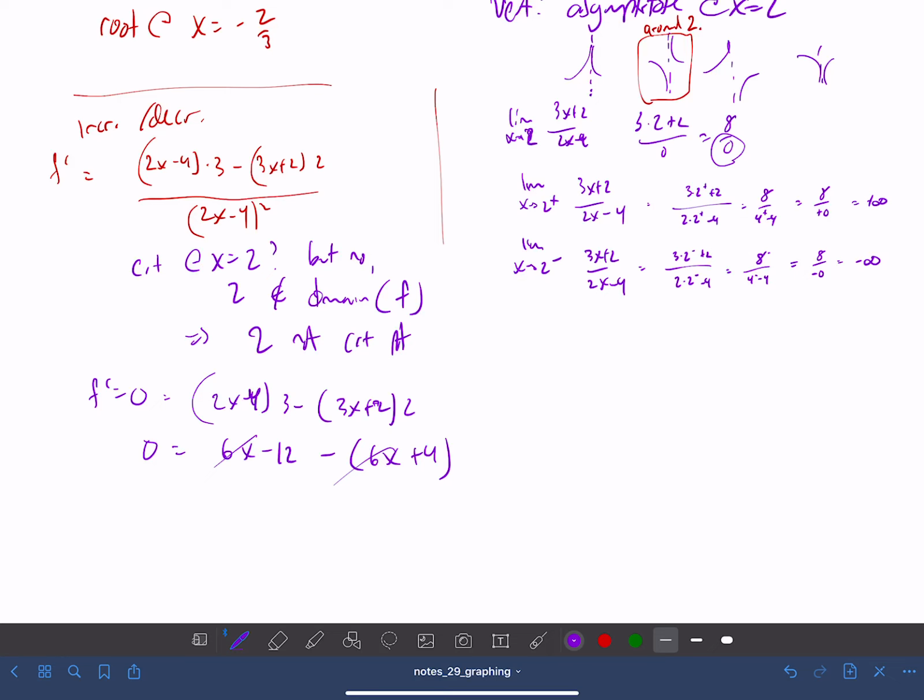We'll let the 6x's cancel. Hmm. 0 equals minus 16. That means there's no critical points. That's okay. That's because this is equal to minus 16 over 2x minus 4 squared. That's a minus. So that's all we found. The numerator can't possibly be 0. Fine. So we have no critical points.